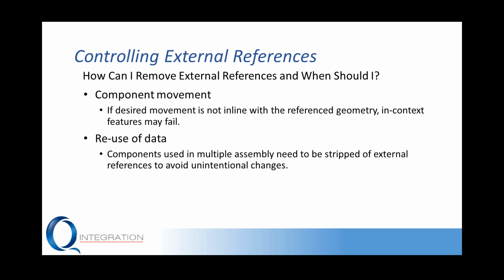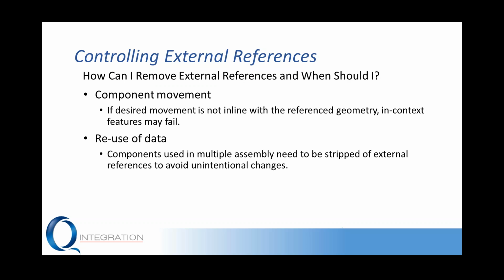So that brings up a couple questions that we may ask ourselves. When should I remove external references, and how do I remove these external references? Well, we should remove these external references anytime that we have movement for that particular component in our assembly and it's not in line with the reference geometry. This can cause our in-context features to fail at this point.